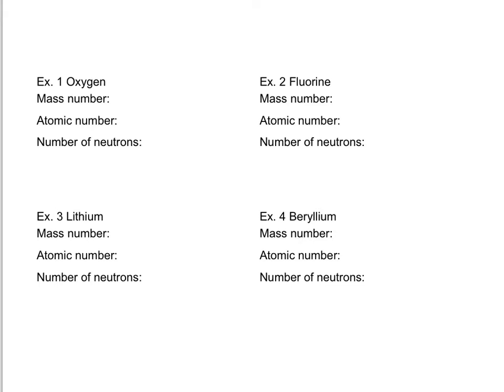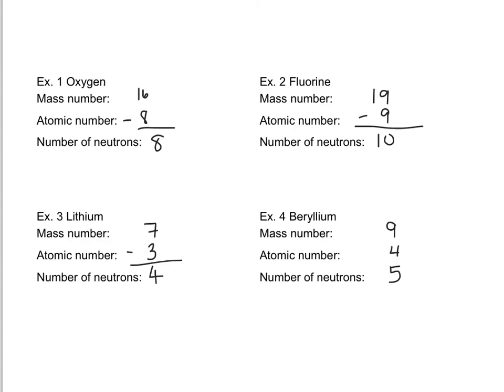So pause this video and see if you can come up with the mass number, atomic number, and the number of neutrons for these 4 elements using your periodic table. So basically, if you take the middle number from the top number, you get the number on the bottom. So 19 minus 9 is 10 neutrons. 7 minus 3 is 4. 9 minus 4 is 5.